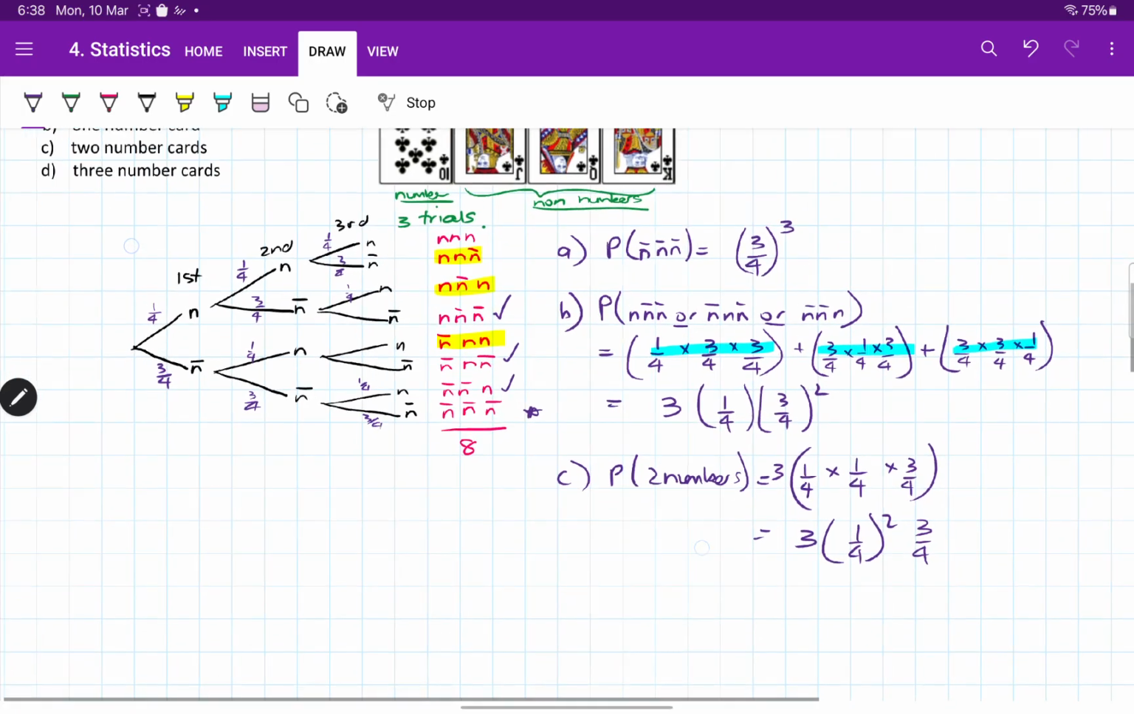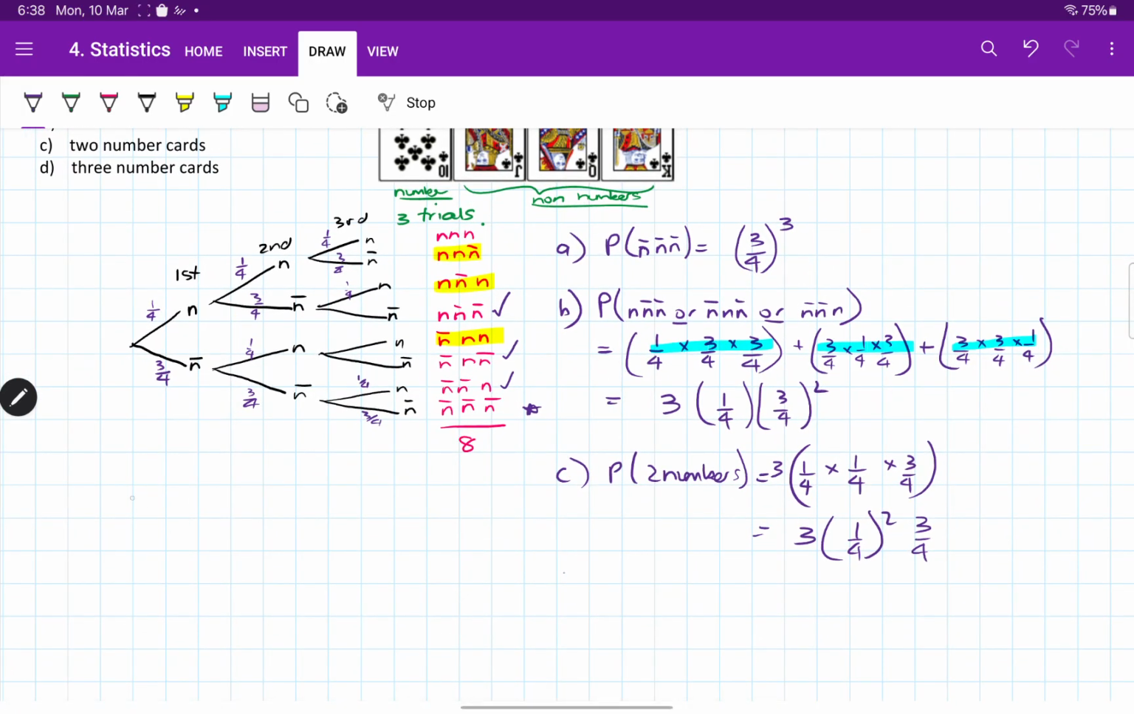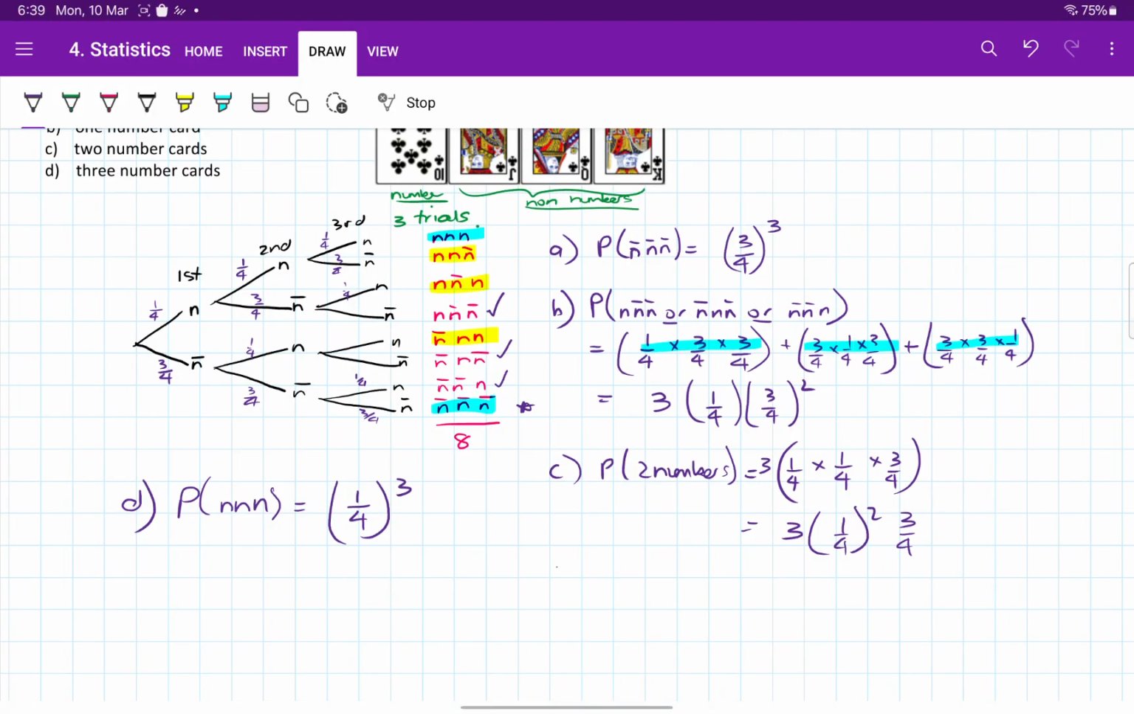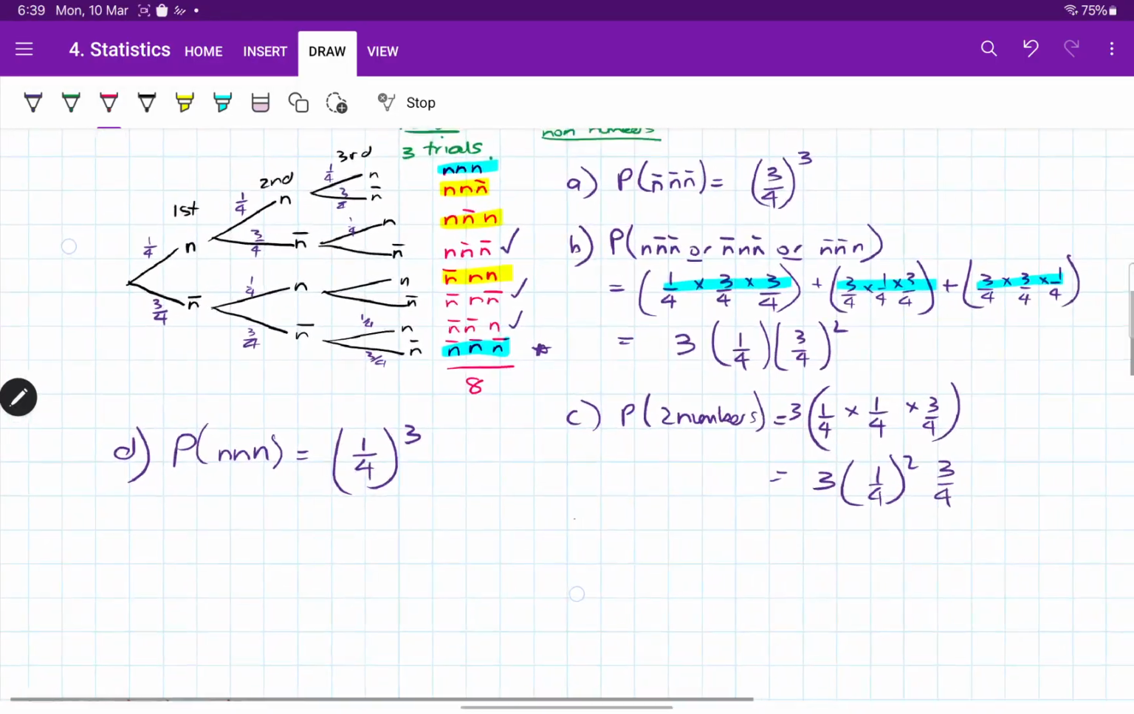Okay. And our last one, D. I'll do D over here. 3 number cards, probability of 3 numbers. Well, I think that's obvious. There's only one of those, just like there was only one of 3 not numbers. So what have we got? We've got 1/4 to the power 3. Okay. All right, you can work those probabilities out. You've done plenty of that before. I'm just going to put them in a row, and I want you to have a think about where you may have seen these here.